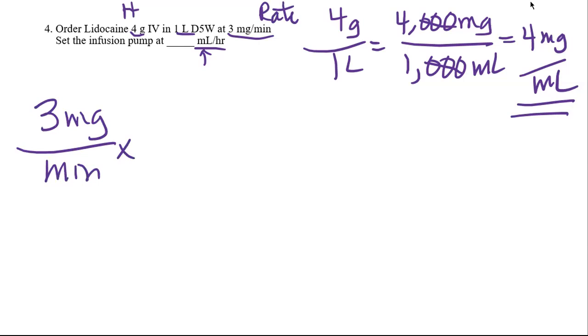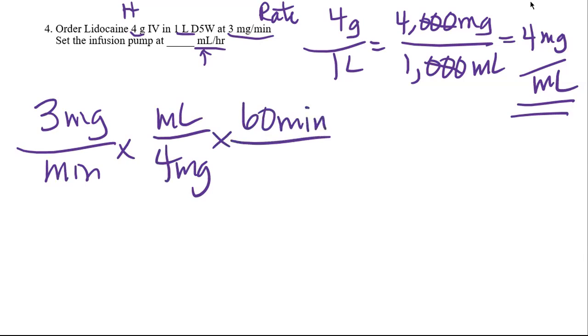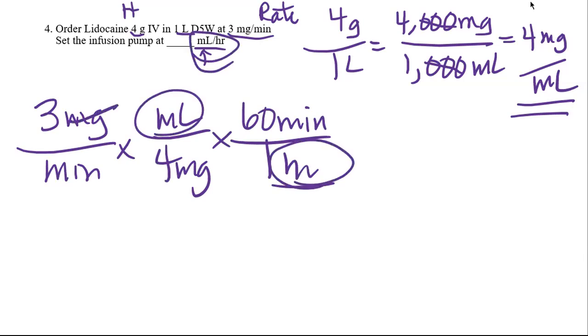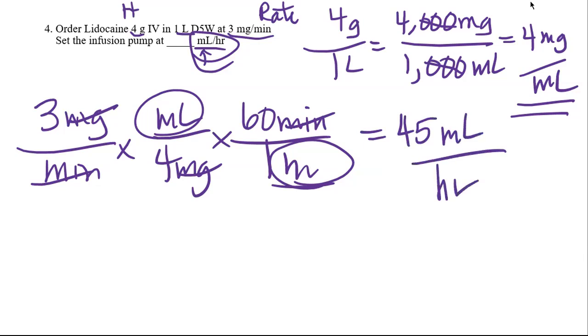So let's flip that. So we have mLs at the top, 4 milligrams, and we need hours. So we're going to go 60 minutes for 1 hour. So we've got hours here and we've got milliliters here. That's what we want, so let's start crossing things out. Milligrams and minutes are gone, so this is good. So we've got 60 times 3 divided by 4, which is 45. That is 45 milliliters per hour, and that's your answer.